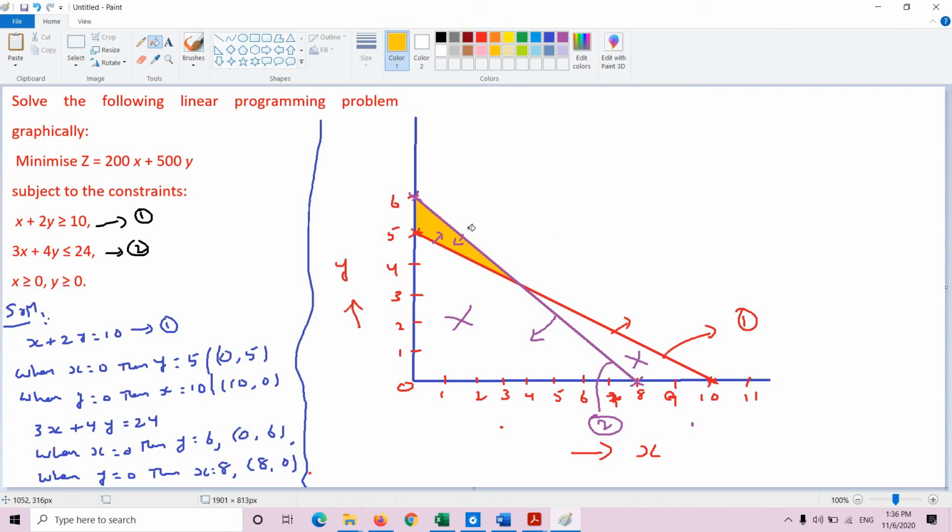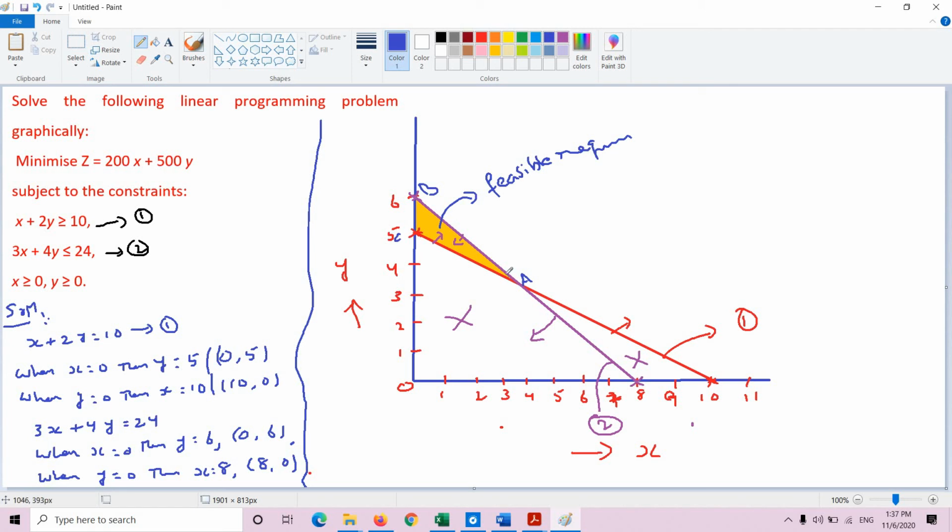Right, okay. Now, this is the feasible region for our question. This region is called the feasible region. Now, notice this feasible region is bounded by 3 vertices. Let us say this is 0, 5 and the other one is here. I'm going to name them A, B and C. We are going to give the names.